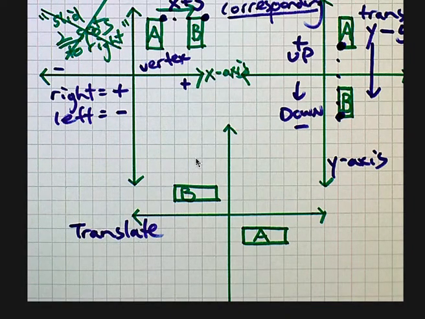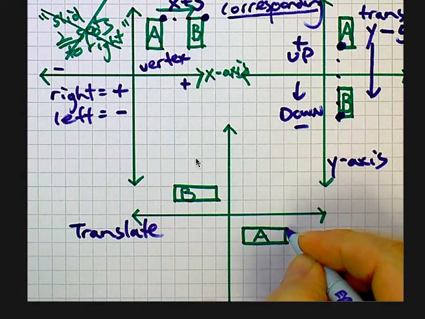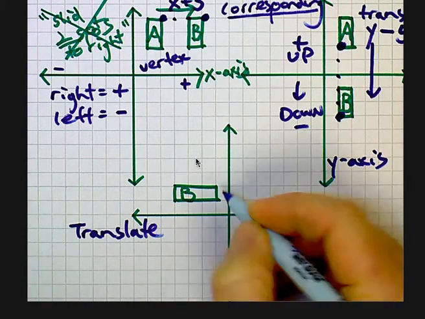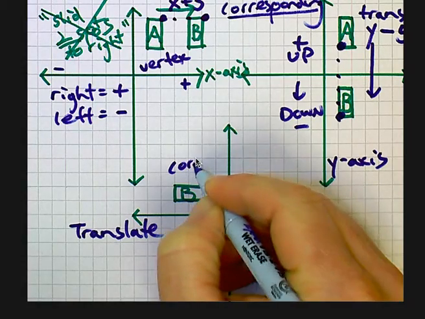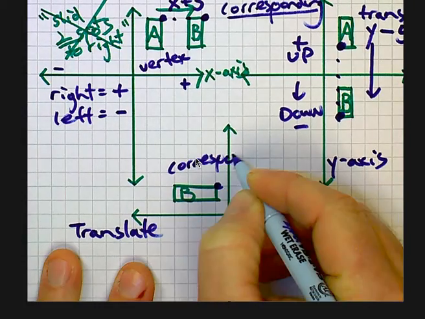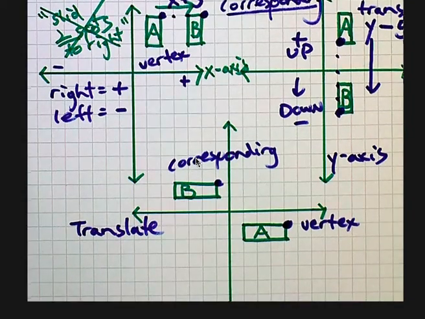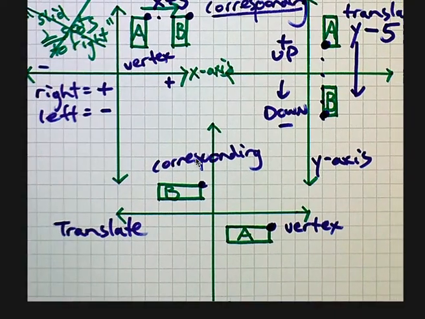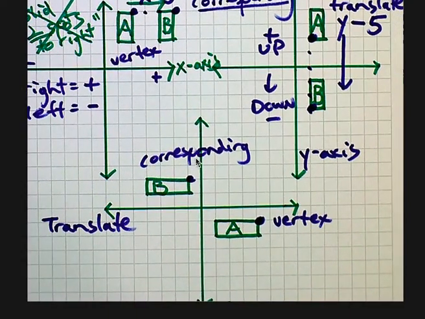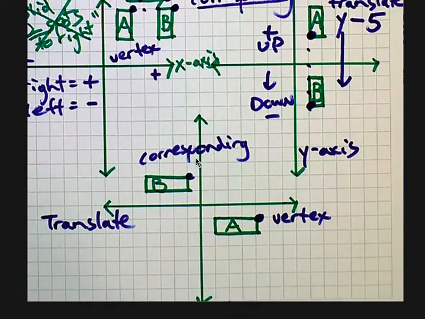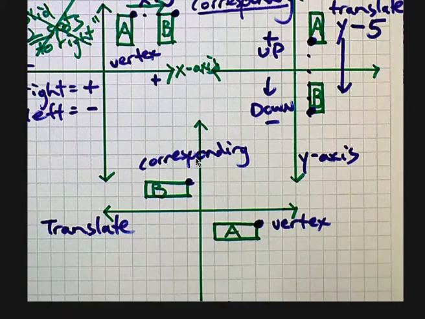I'll give you a second to think here. First, we need a vertex. Nice. Then we need a corresponding vertex, so we can do some tracking here. There, okay, I'm still messing with the technology. Thanks for your patience. We're almost done.